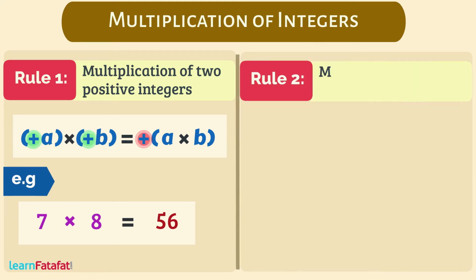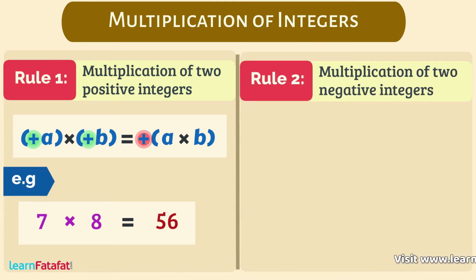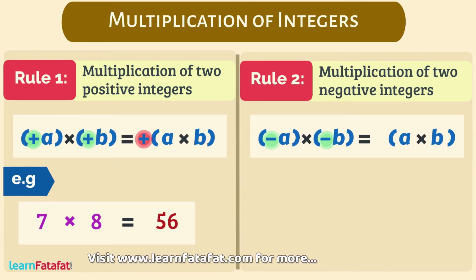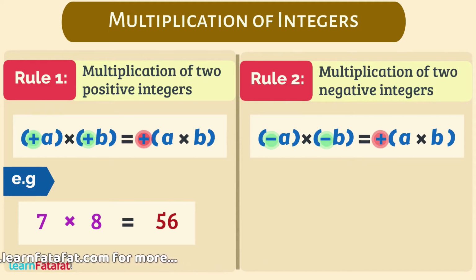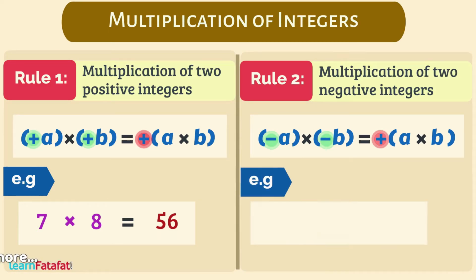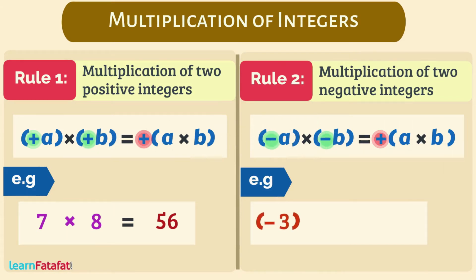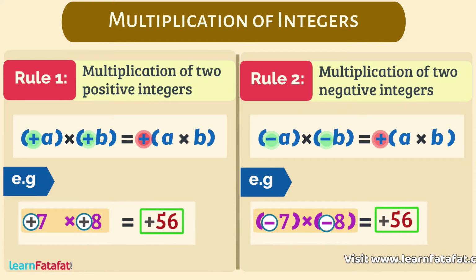Rule number 2. Multiplication of two negative integers. While multiplying two negative integers, we multiply them without considering the sign and put a positive sign before the product. For example, minus 8 multiplied by minus 4 is equal to 32. Minus 3 multiplied by minus 6 is equal to 18. Minus 7 multiplied by minus 8 is equal to 56. So the multiplication of two integers with same sign is always a positive integer.